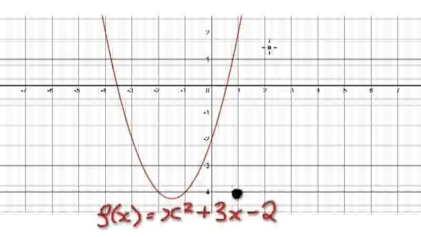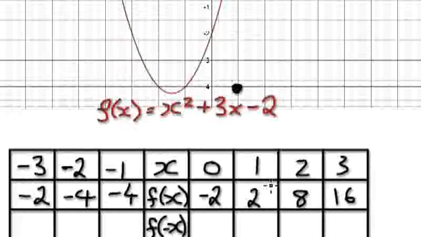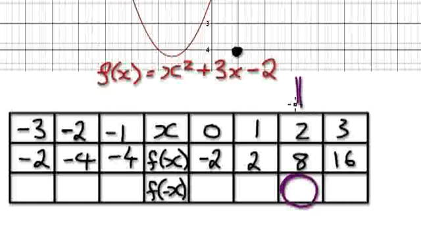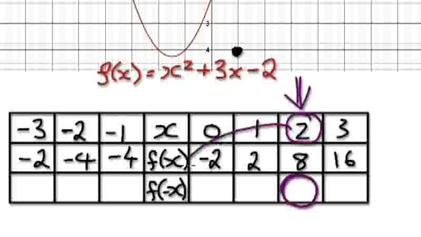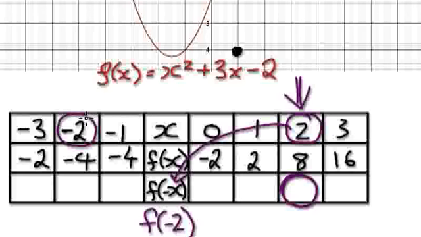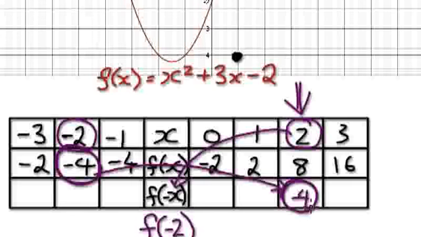Now ask yourself, what goes along this line here when x equals 2? What goes in here when x equals 2? Well, you got to put this 2 into here. So that's you working out f of -2. So f of -2 is here. So it's you stealing this point and moving it across here. So it should be -4 over here as well.